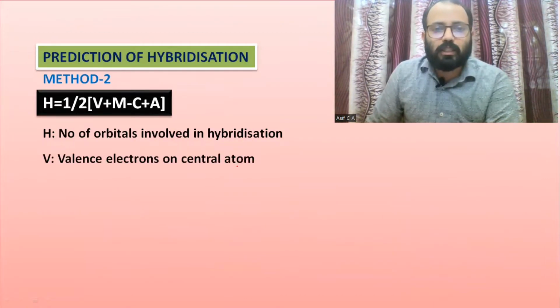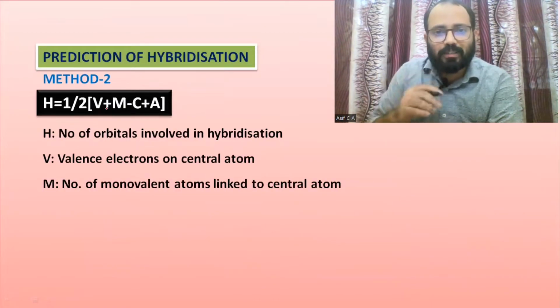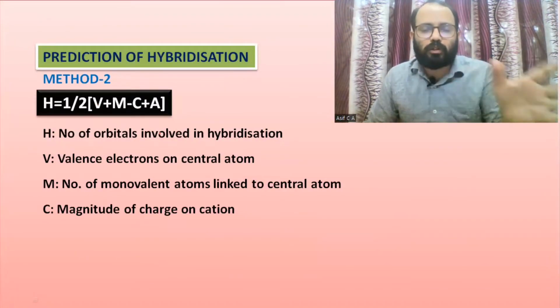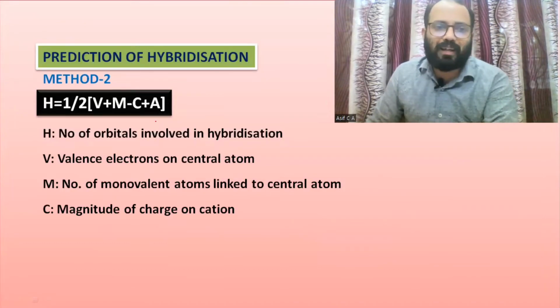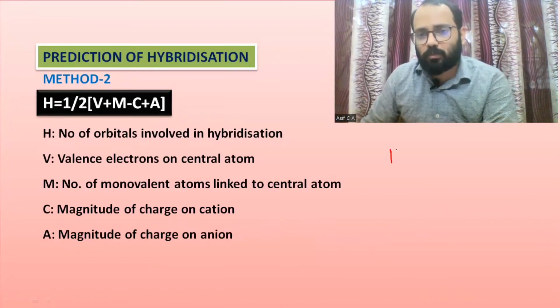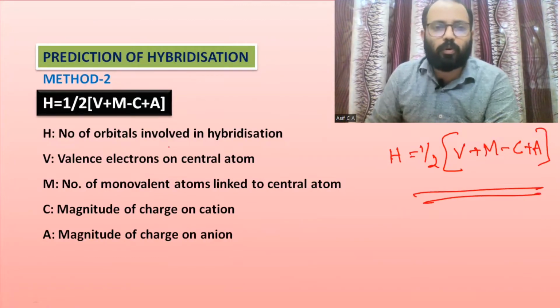V is the valence electron on the central atom. M, number of monovalent atoms attached to the central atom. C, magnitude of the charge. ஏன்னா negative or positive அது matter இல்ல. The charge, what is the value? Exact value. The magnitude of the charge on the cation. A is the magnitude of the charge of anion. So just remember, H is equal to half into valence electron plus monovalent atom minus charge of cation plus charge of anion. This is a very important equation.